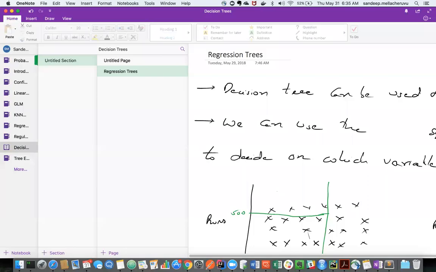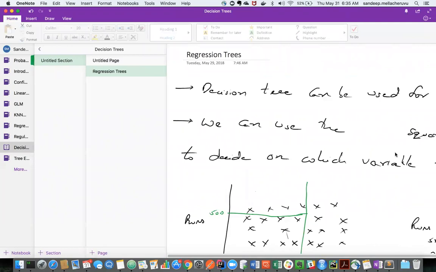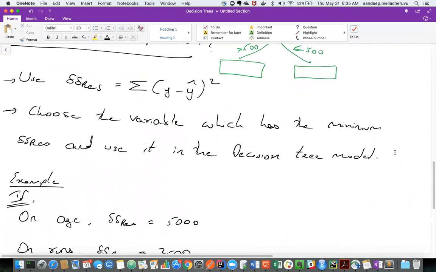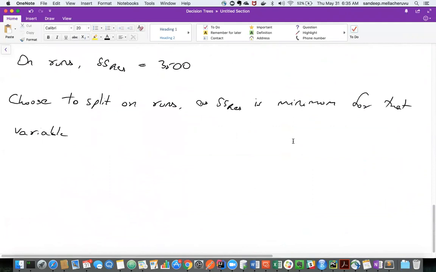If you use decision tree for regression, it is called regression tree. Otherwise, it is called decision tree for classification. Any questions on this?